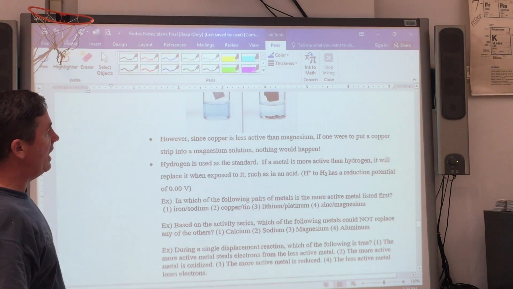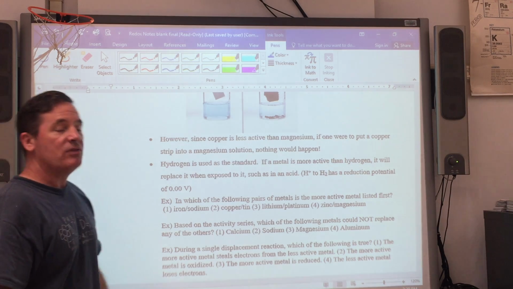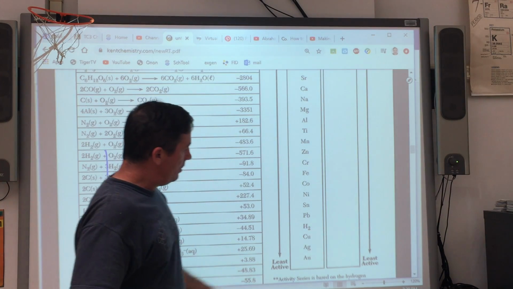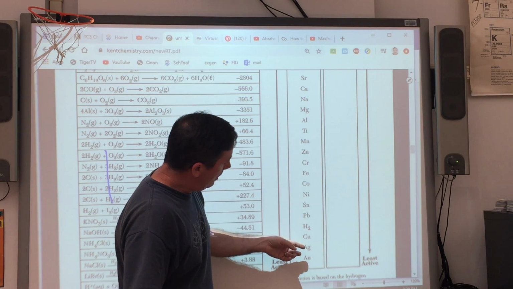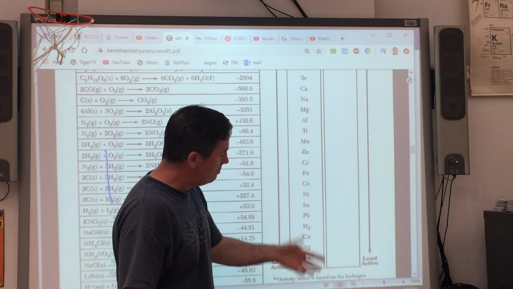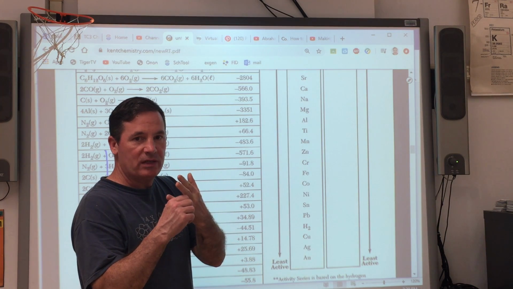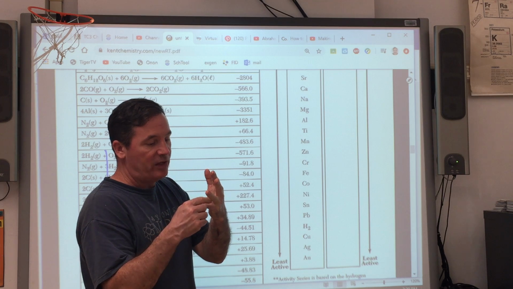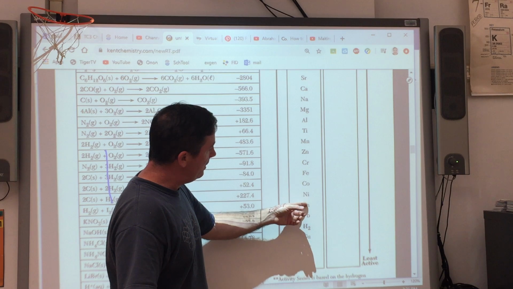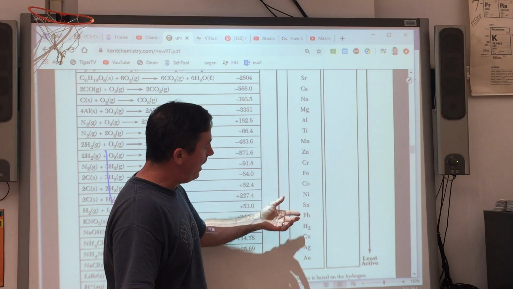However, since copper is less active than magnesium, if one were to put a copper strip into a magnesium solution, nothing would happen. Okay? Let's go back to the table. So, if I put a strip of silver in copper solution, nothing would happen. Gold, same thing. That's one of the reasons why it's so valuable. It doesn't tarnish because it's so unreactive. If I put tin inside cobalt sulfate, nothing would happen.